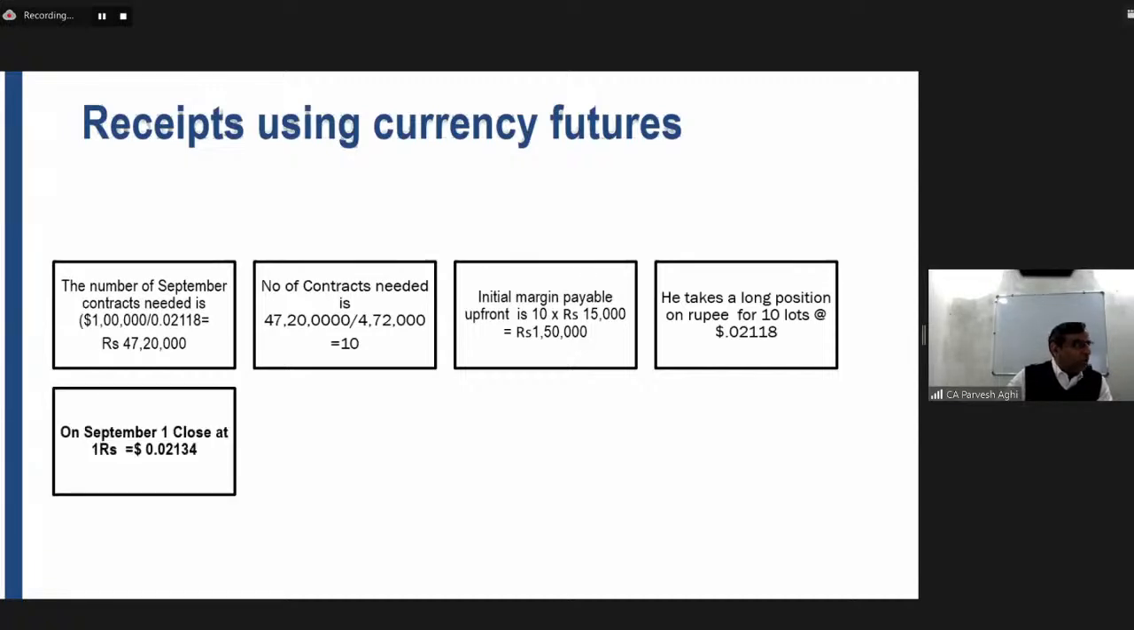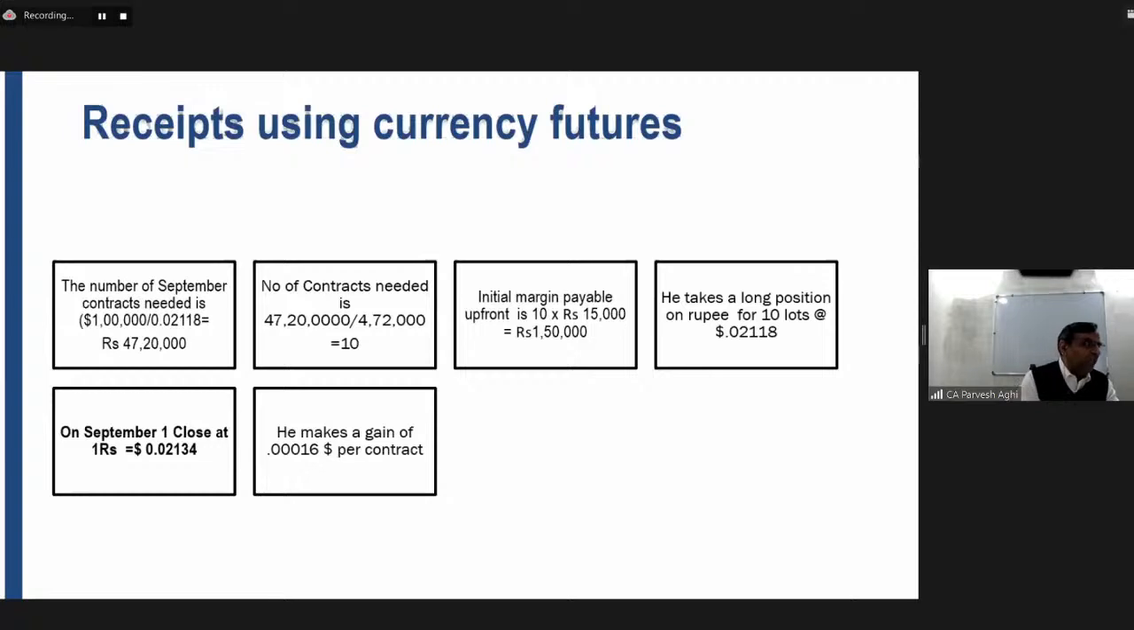Fine. So on September 1, the expiry, the rupee closes at 0.02134, which means the rupee has appreciated, or the dollar has depreciated. So the rupee has appreciated from 0.02118 to 0.02134. Since he has taken a long position, he has bought, so he will be making a gain.